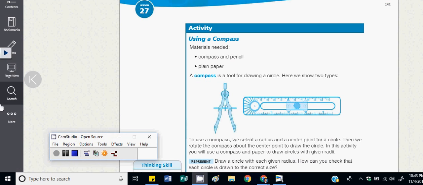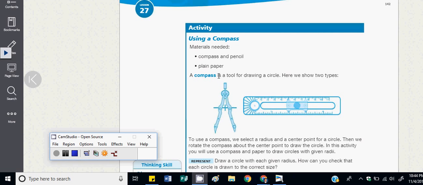Now you're feeling accomplished. Have you seen this compass before? Do you have one in your desk? Why don't you find it now? Press pause and bring it back out when you're ready. All right, you've got your compass. You've got some plain paper because we're going to do a little activity. Might need your ruler too.